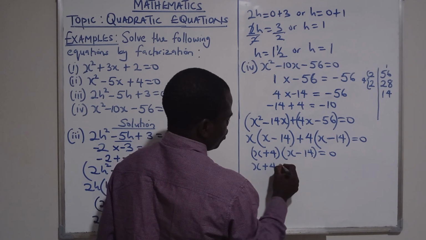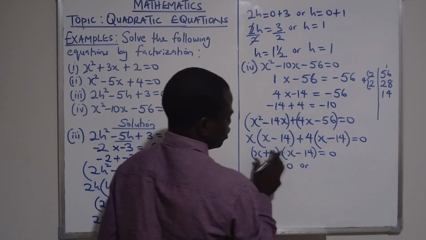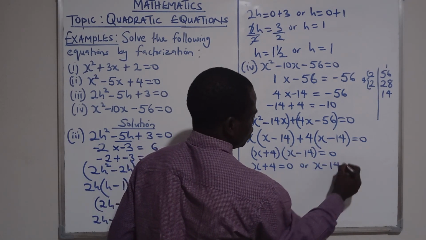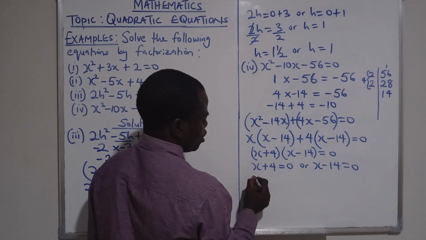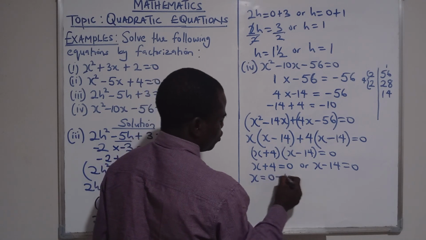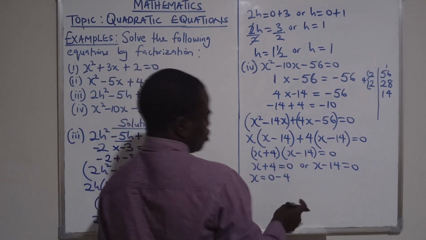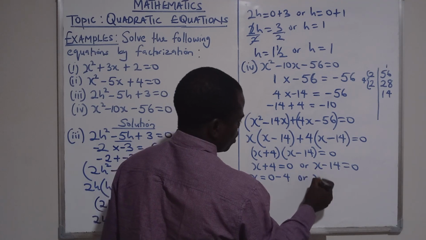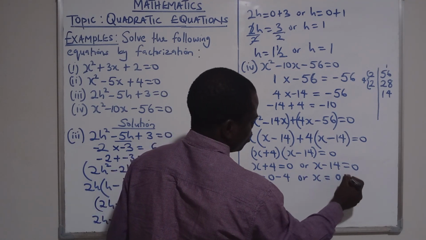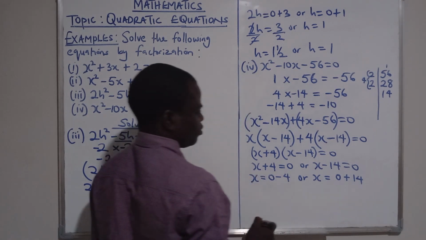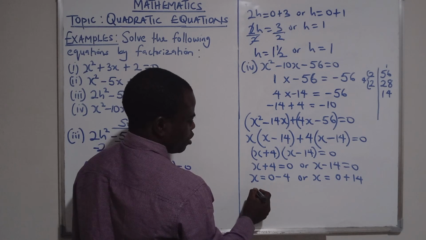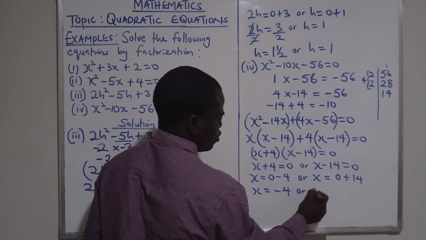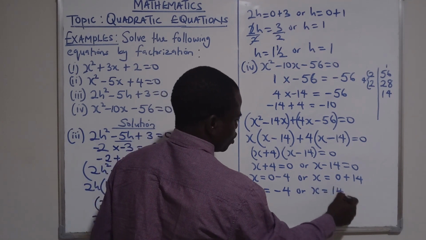x plus 4 equals 0, or we are trying to separate the two brackets, or x minus 14 equals 0. Let's collect the like terms. x equals 0 minus 4. When crossing the equal sign, the plus 4 will change to negative 4, or x equals 0 plus 14. Now I have x equals 0 minus 4 is minus 4, or x equals 14.